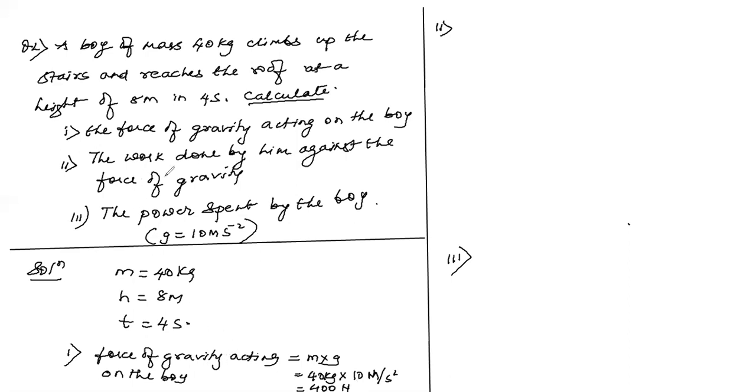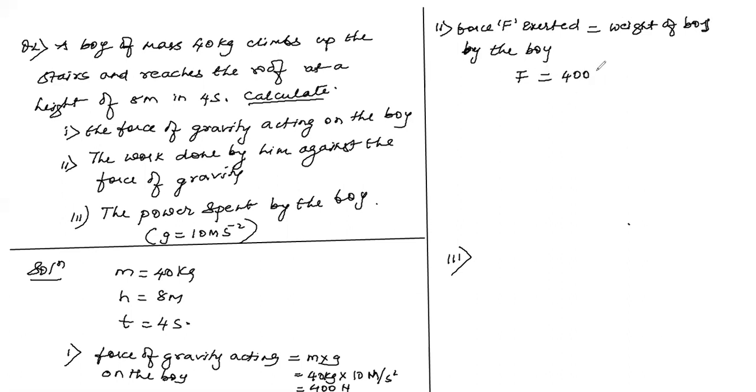Now, work done by him against the force of gravity. So remember, beta, the force F exerted by the boy will be equal to his weight. What is the weight of the boy, beta? You know, children, on top you can see here. Therefore, F is equal to the weight of the boy. We got 400 Newton.